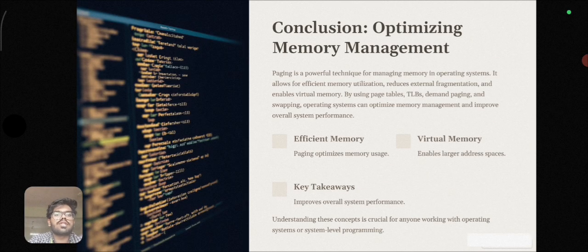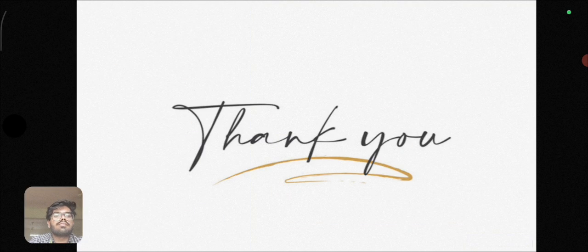And the last, conclusion. Paging is a powerful technique for managing memory in operating systems. It allows efficient memory allocation, reduced external fragmentation, and enables virtual memory. By using page tables, TLB, demand paging, and swapping, operating systems can optimize memory management and improve overall system performance. Thank you.